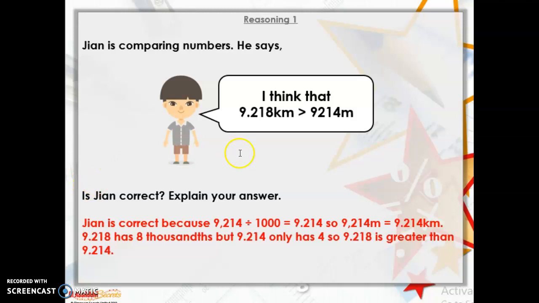Okay, he is correct. Obviously the ones column's the same, the tenths column's the same, the hundredths column's the same. It's the thousandths which are different. Okay, this is an 8 and this is a 4.